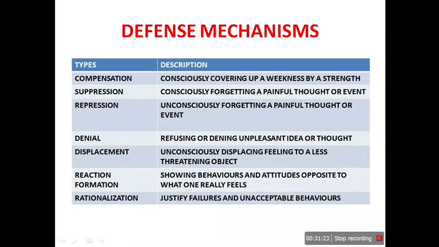The first one is compensation. Compensation means consciously covering up a weakness by a strength. Suppose a student fails in studies, he is not good at studies, but he became the college champion in athletics. Think about it. The person has low marks in exams, so automatically his mind will feel bad. But how does he compensate for that problem? He becomes the athletic champion. When he becomes the athletic champion, he can cover this weakness. So his mind will feel good. So this is called compensation.